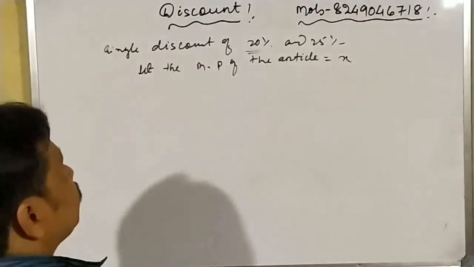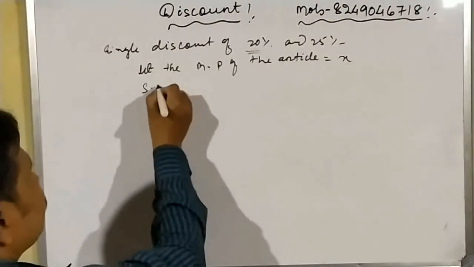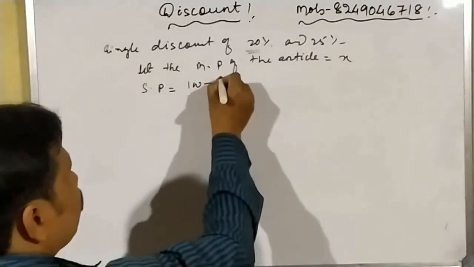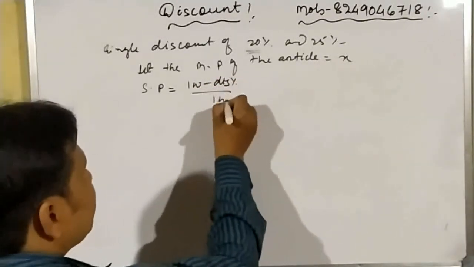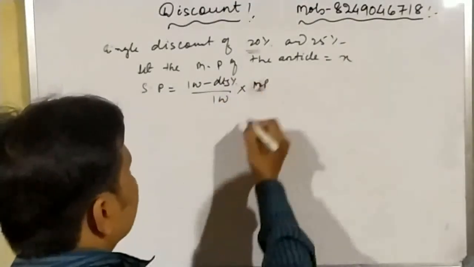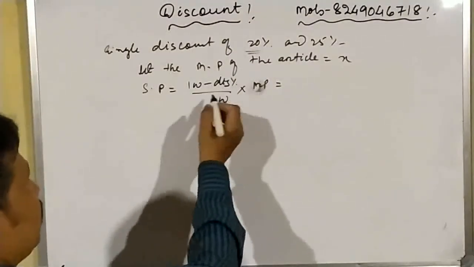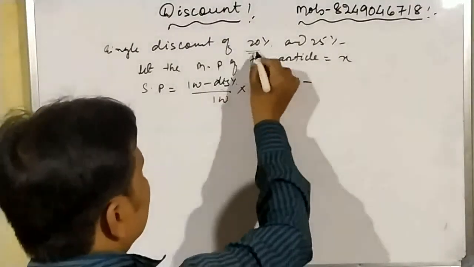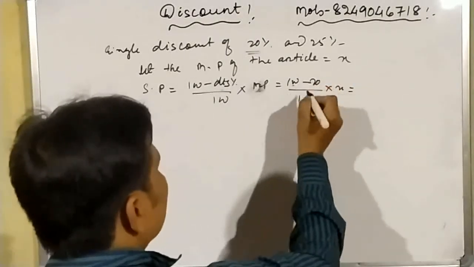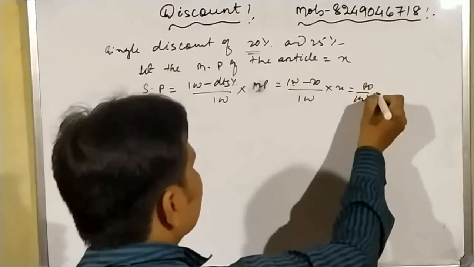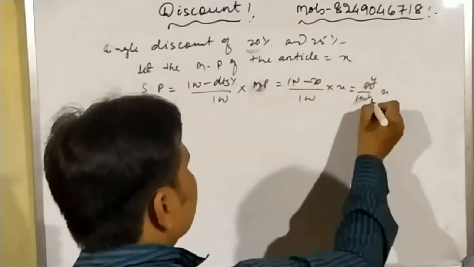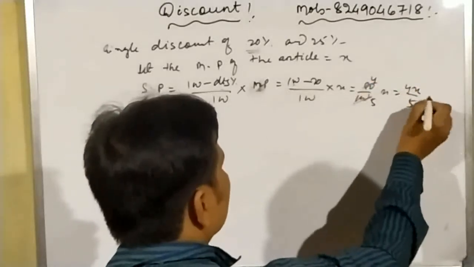First of all, we have to give the 20% discount. So we can find out the selling price, which equals 100 minus discount percentage divided by 100 into X, where X is the mark price. Okay, student, so what is the result? 100 minus discount, 20, by 100 into X. So 100 minus 20 equals 80 by 100 into X. So the result is, 4X by 5.